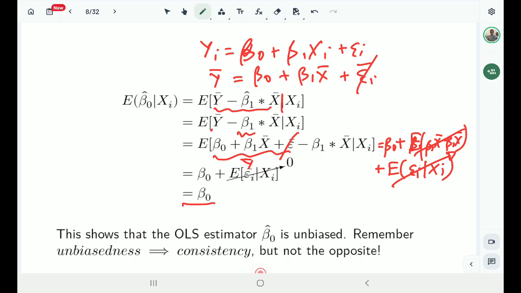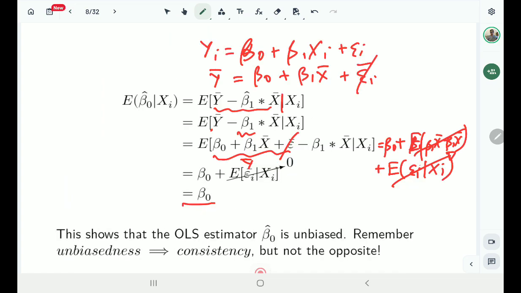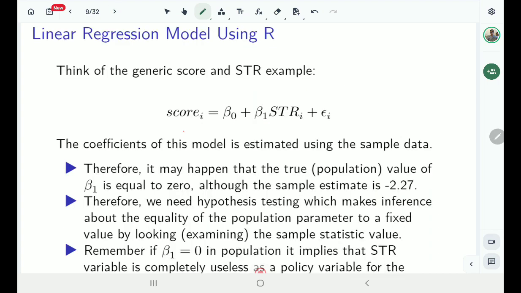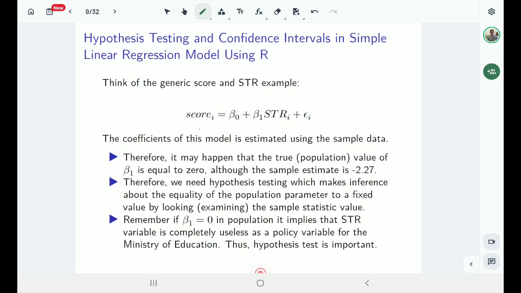Okay, and obviously, the unbiasedness property implies consistency, but not vice versa. So once you have this unbiasedness property, you can say that these estimators are also consistent. Okay. Now let's have a look at hypothesis testing and confidence interval estimation in the simple linear regression model using R.